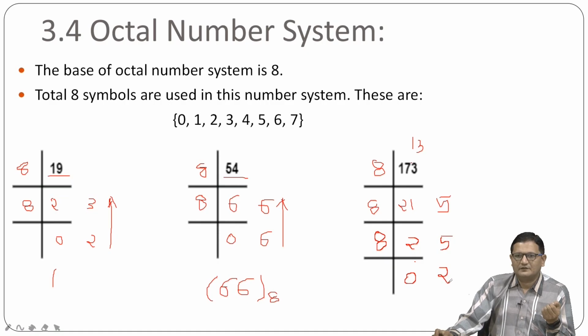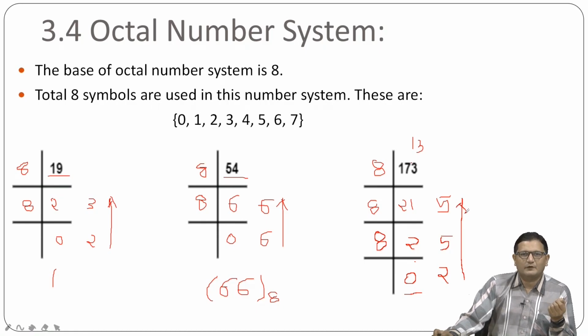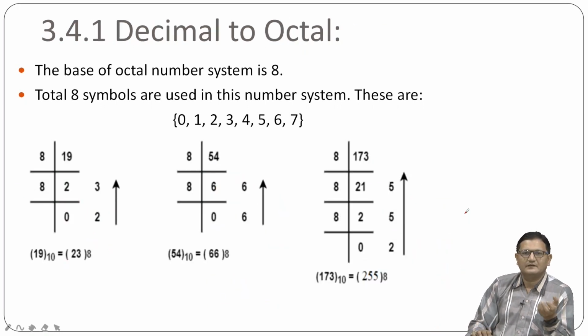Okay. Now when the number becomes 0, what you need to do is write down all the remainders in this way. So that will make what? 255. It is the octal number of the decimal number 173, right? So in decimal we are writing 173, but suppose you want to represent that number in octal form, you need to write 255. Okay, fine. So the examples whatever we have done are mentioned here.